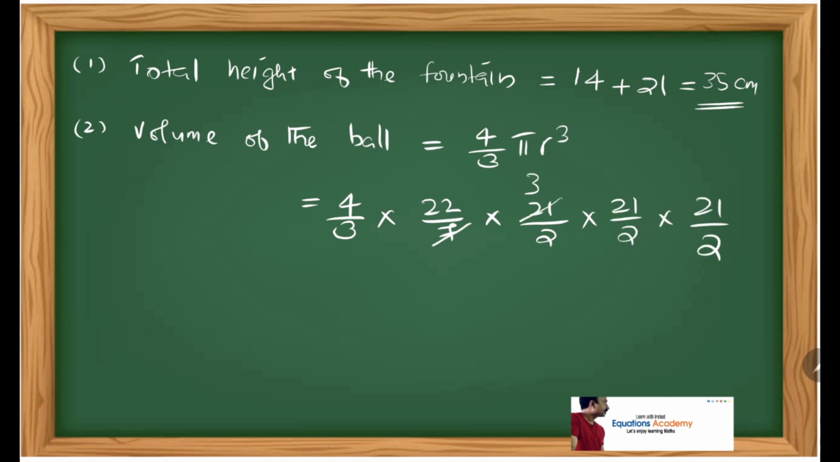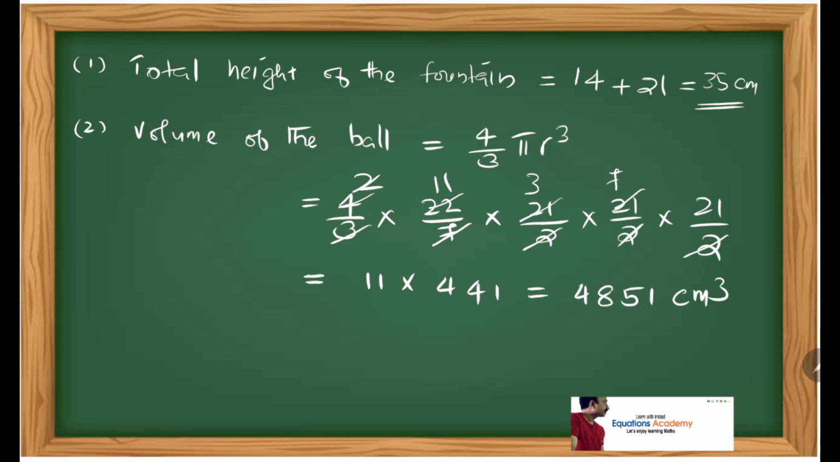Cancelling 7 and 21 gives 3, 4 and 2 cancel, 2 and 2 cancel, 22 and 2 gives 11. So we have 11 into 3 into 7 into 21. 3 into 7 is 21. 21 into 21 is 441. So we have 11 into 441, which is equal to 4,851 centimeter cube. So volume of the ball is 4,851 centimeter cube. Now we'll go to the third question.